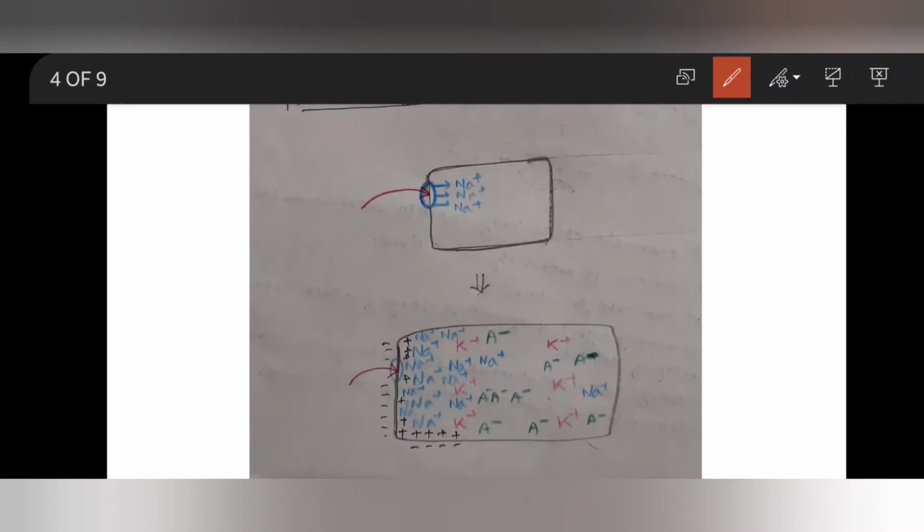Those are the voltage gated sodium channels. As these channels open up, there is a rapid influx of the sodium ions inside the cell. This rapid influx increases the concentration of the sodium ions inside the cell.